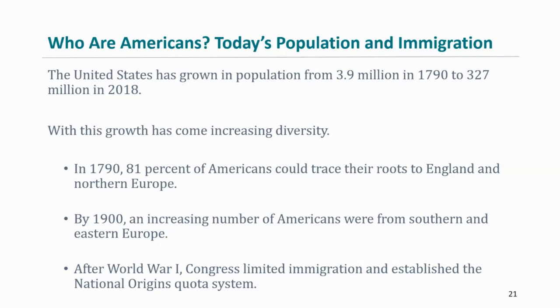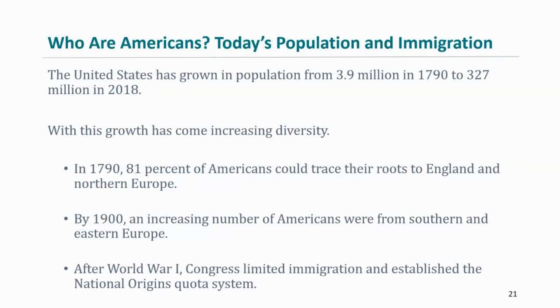So the United States has grown in population from 3.9 million in 1790 to 327 million in 2018, and that number has gone even higher with the recent census information that we just had in 2020. With this growth has come increasing diversity. In 1790, 81% of Americans could trace their roots to England and Northern Europe, right?